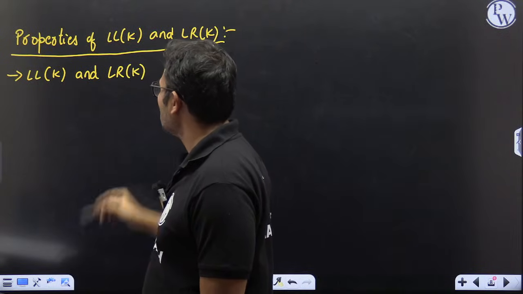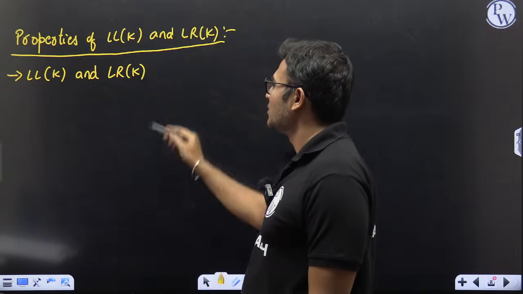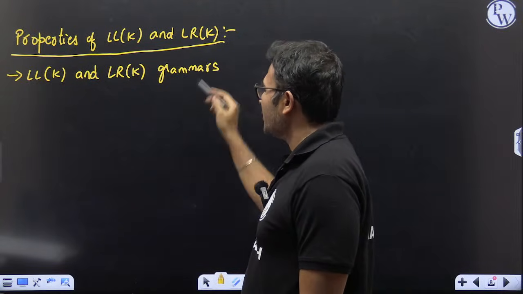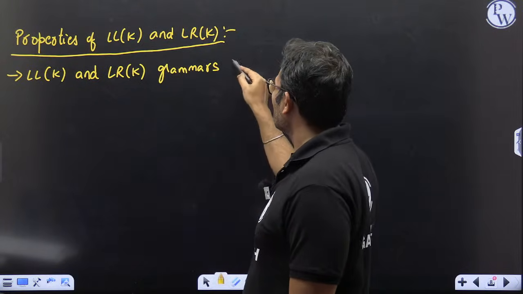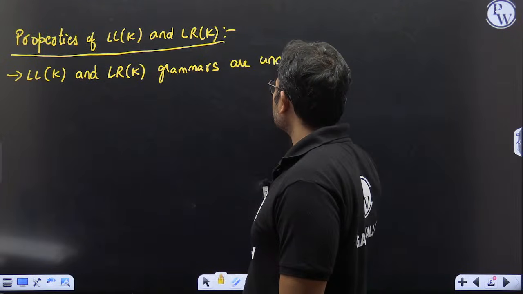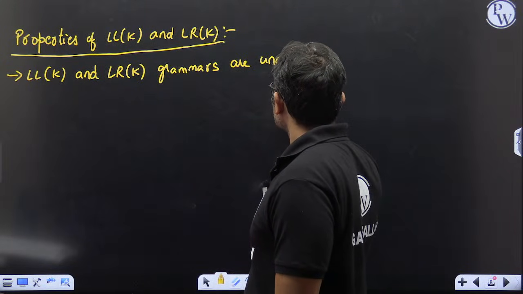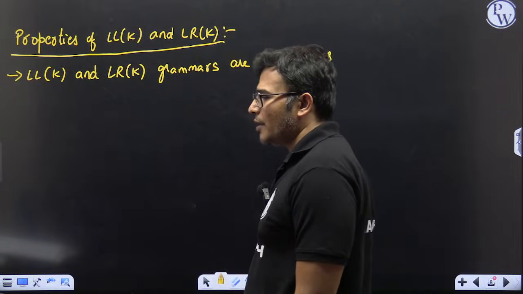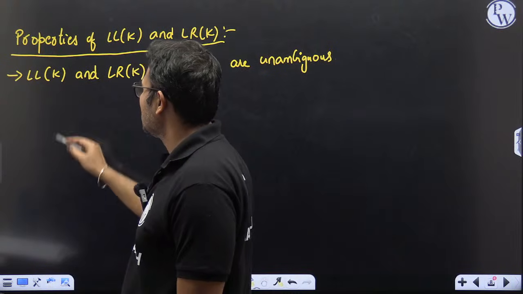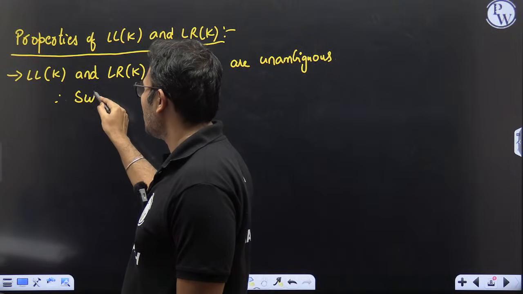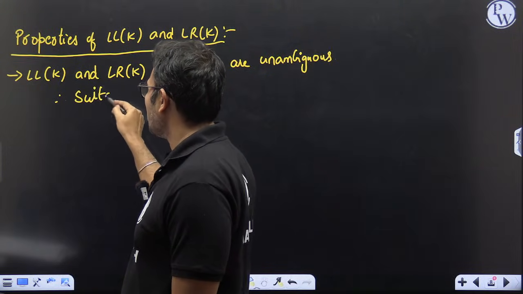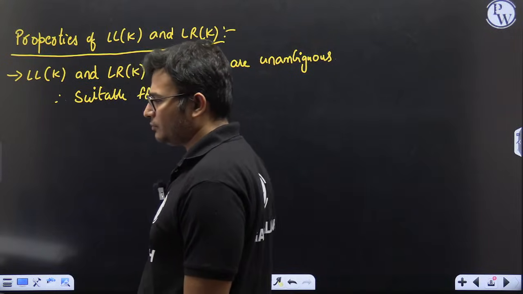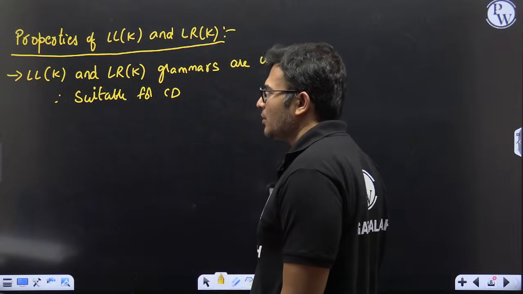LLK and LRK grammars are unambiguous, right? Therefore, they are suitable for compiler design.